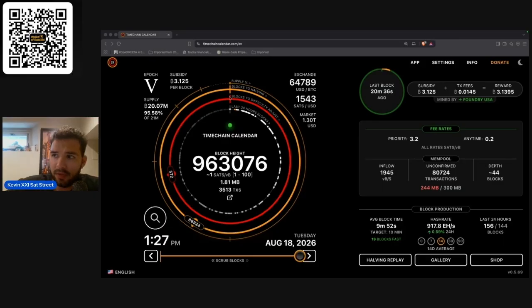All right, now we have the middle screen right here. So you see this whole thing where it says Timechain calendar, and then we have this big number right here, and right above it is the block height. This is the block height. So right now the current block height is 963,076. And this is the heartbeat that we've been talking about.